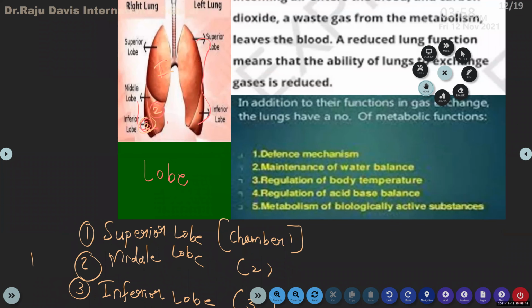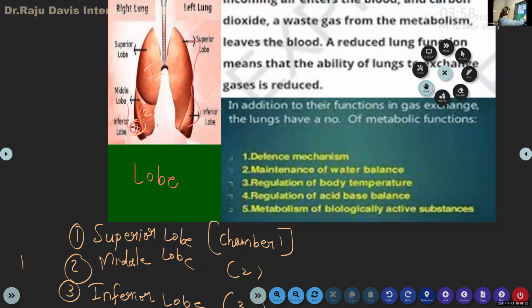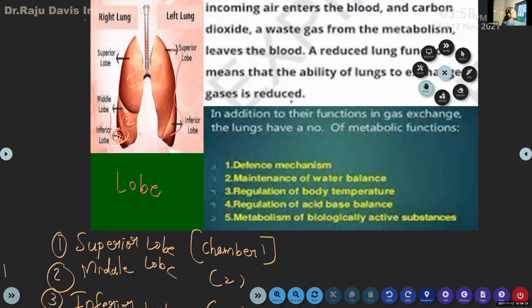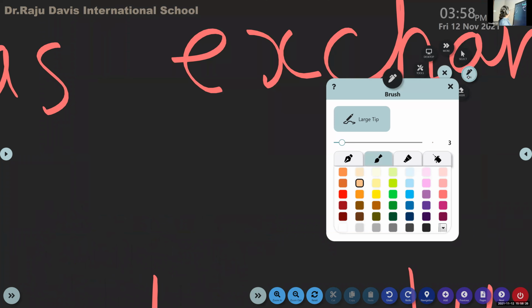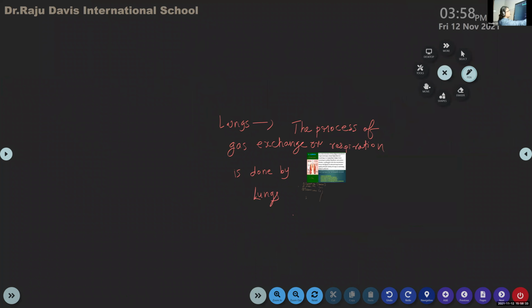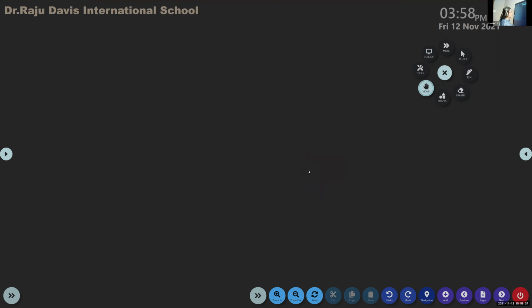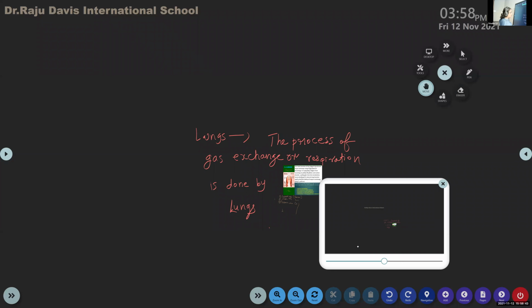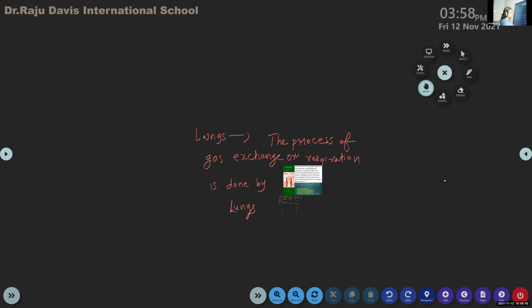Ma'am, what is the second one? Second one, middle lobe. Ma'am, what is the third one? Third one, one minute. This is moving. The third one is known as the inferior lobe.